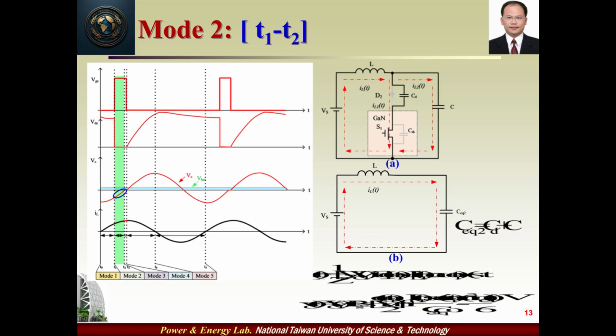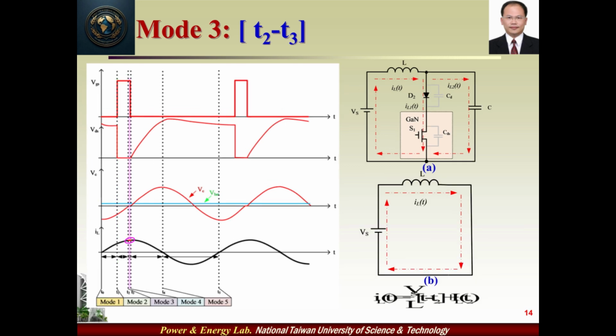At t equals t1, the switch S1 is turned on. The resonant capacitor's voltage is still at a negative value, that is to say, the diode D2 is also turned off. The equivalent circuit is shown as Fig. A, which can be simplified as Fig. B. Both the corresponding equations of the inductor current and capacitor voltage are listed as below. In this mode, the sinusoidal load is still drawing energy from the battery module during the positive semi-cycle. When t equals t2, the resonant capacitor's voltage Vc(t) rises to 0, and this mode is ended.